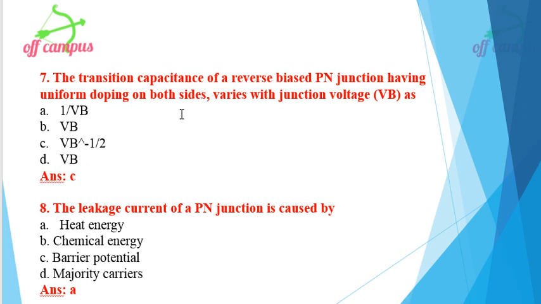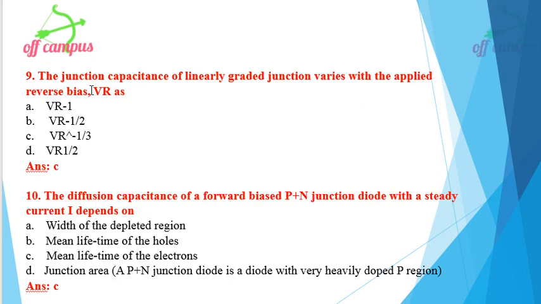whether it is linearly graded or step graded, and they have not given the keyword abrupt either, if nothing is mentioned, we can take it as abrupt or step graded. When it is step graded or abrupt, the junction capacitance varies as VB to the power minus 1 by 2. When it is linearly graded, it is VR to the power minus 1 by 3. So option C, VR to the power minus 1 by 3, is the right option for this problem.